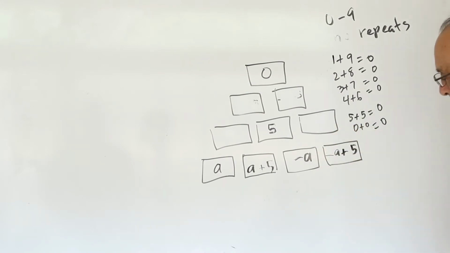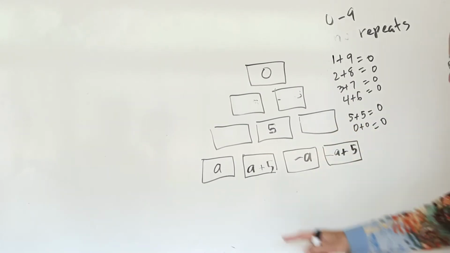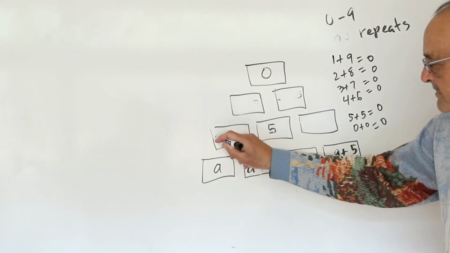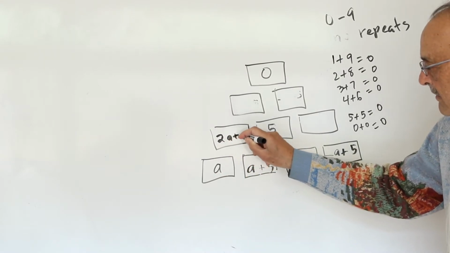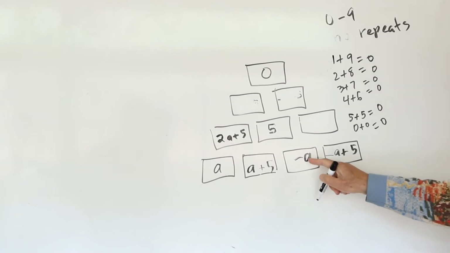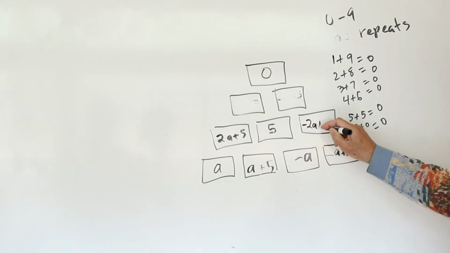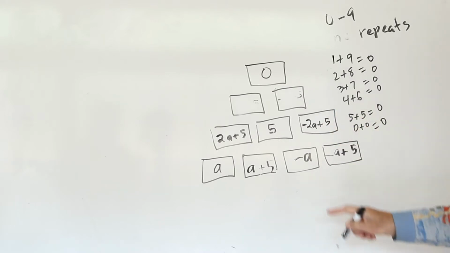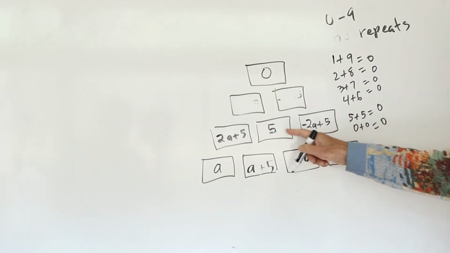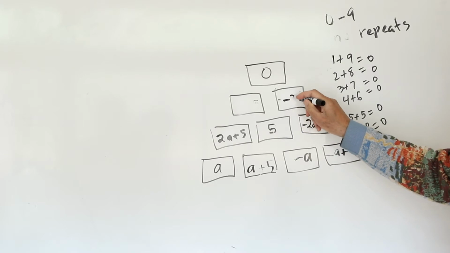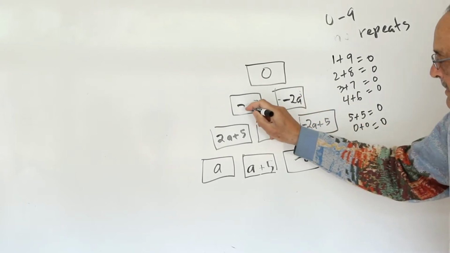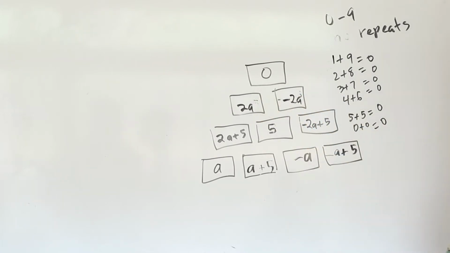So then we can just add from there. A plus 5 is 2A plus 5. And here we're going to get negative 2A plus 5. And here we're going to get 5 and 5 canceling, so we're going to get negative 2A, which makes this 2A. Now we have the template for possible solutions.